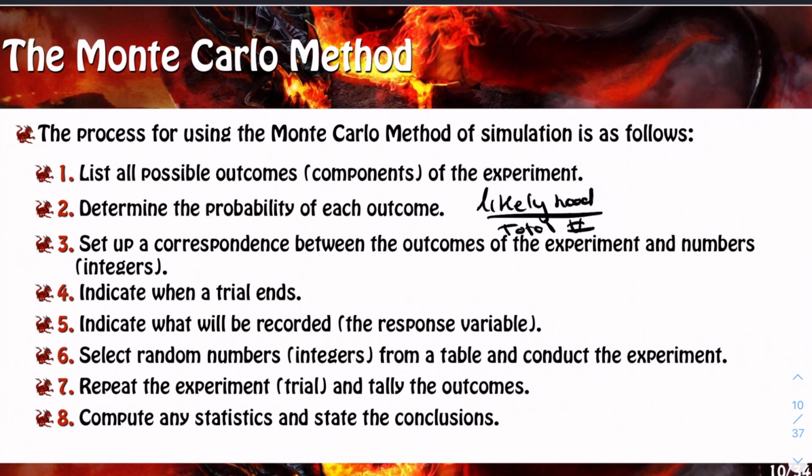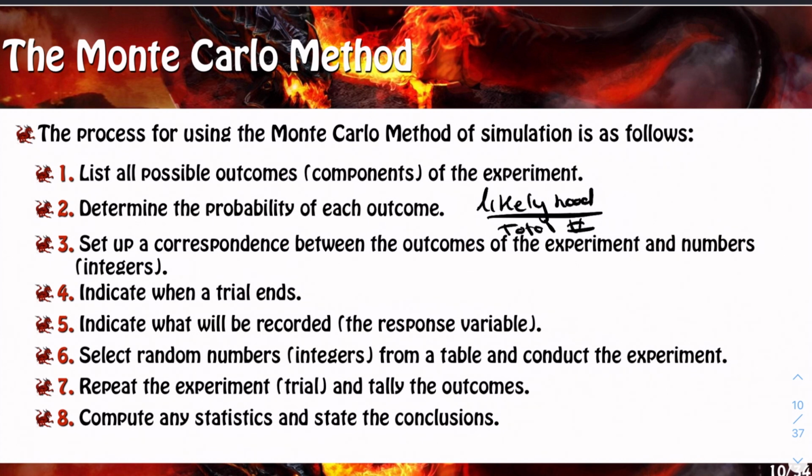So we set up a correspondence between the outcomes of the experiment and the random numbers, or the numbers that we see, and these should be integers. We indicate when a trial ends. So how do we know that we have successfully completed that? Indicate what will be recorded. So what is the response variable that we're saying is happening?